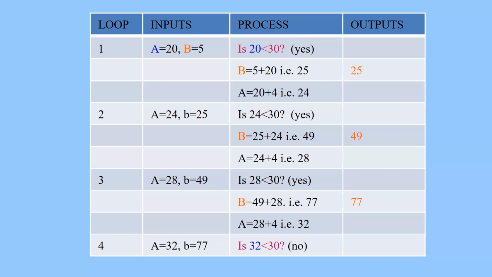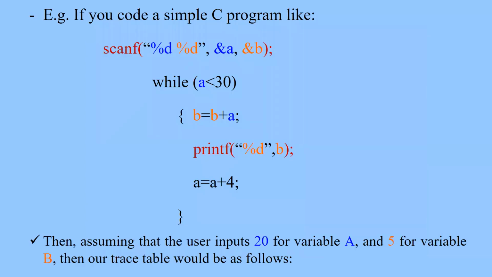So is the current value of memory location A less than 30? In other words, is 32 less than 30? No. The program stops. So this is a table that you draw on a piece of paper to trace your program. And remember, my program is the one which I have already displayed here on the screen, which prompts the user to enter 2 values, one for B, the other one for A.